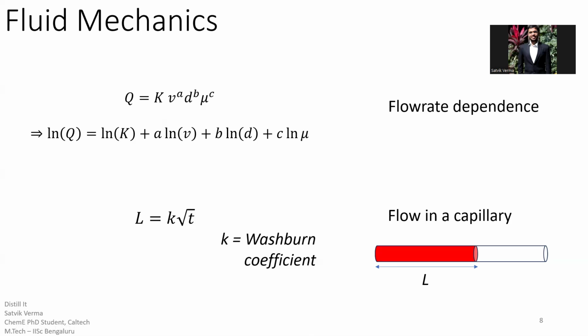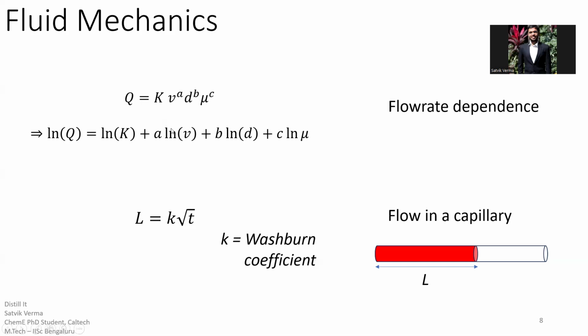Similarly, now you can fix the velocity and change diameter, right? So in that case, you get ln k plus a ln v plus c ln mu as beta naught, and beta 1 would be b in this experiment. So you will get the value of b.